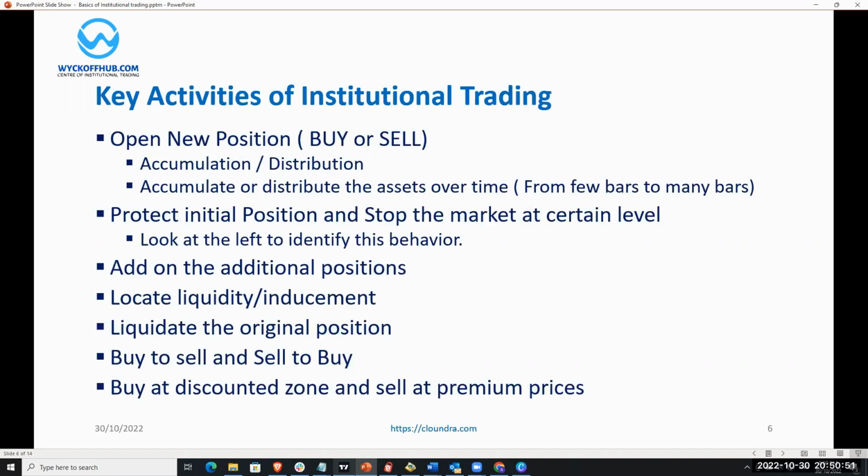The key activities of any institution. The key activities of institutional trading are the following: open new positions, buy or sell, accumulate, distribute, protect initial positions, and stop the market at a certain level. Look at the left to identify this behavior. On the chart, at various swing points, you will easily identify the points of interest where the institutions have their interest. They can also add additional positions, locate liquidity and inducement, and chase the liquidity and inducement. They liquidate the original position. They also buy to sell, and they also sell to buy. They always buy at the discounted zone. They always sell at the premium prices, unless their intention is to trap the retail traders.